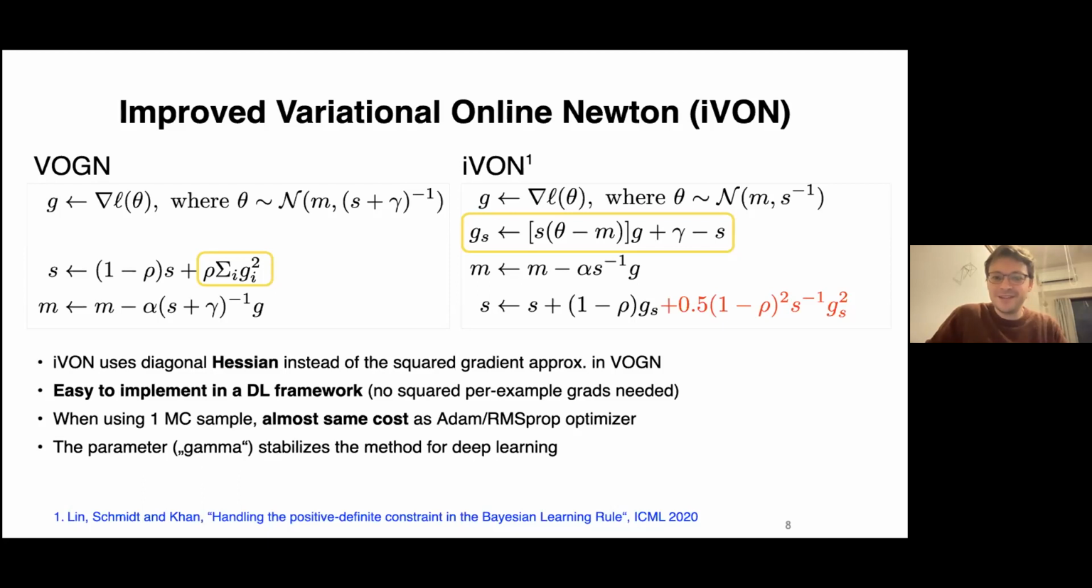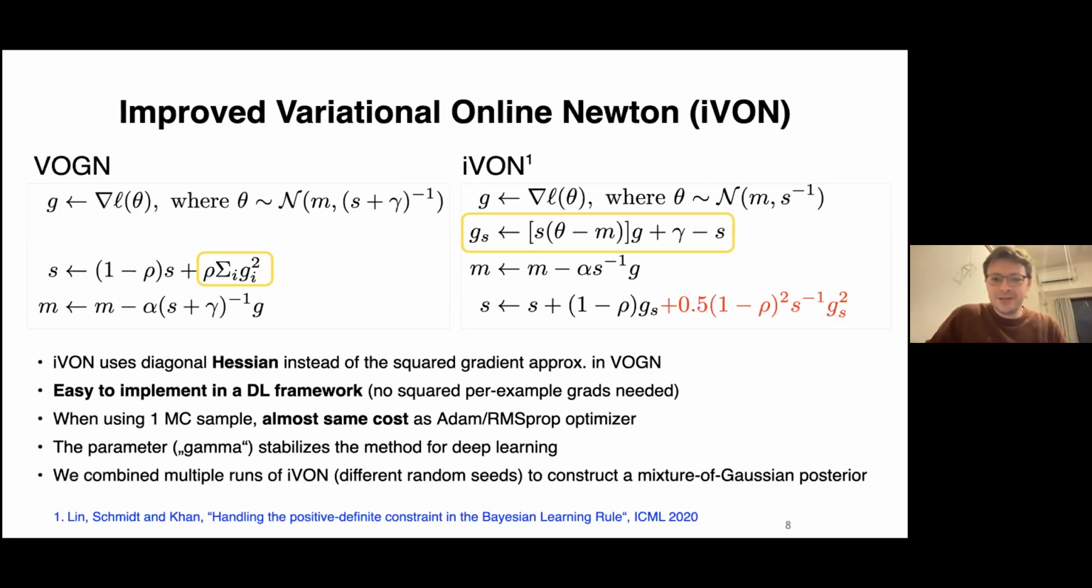And for our submission, what we essentially did, we ran the algorithm on the right, this I1 algorithm with the added momentum, which can be found in the paper reference at the bottom. So this is the RMS-prop version, and there's also an Adam version which adds momentum. This one we used, and we combined multiple independent runs of this I1 method to construct a mixture of Gaussian posterior.